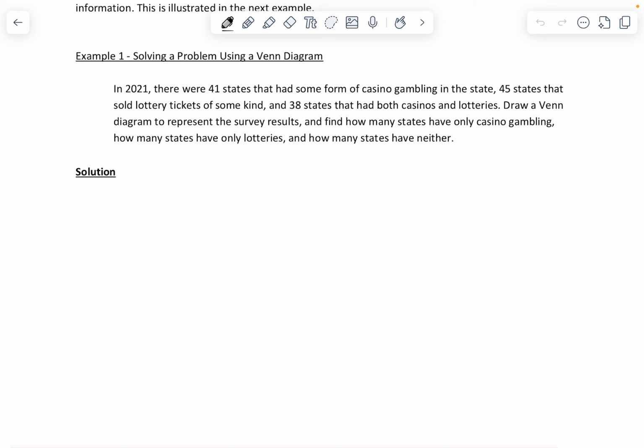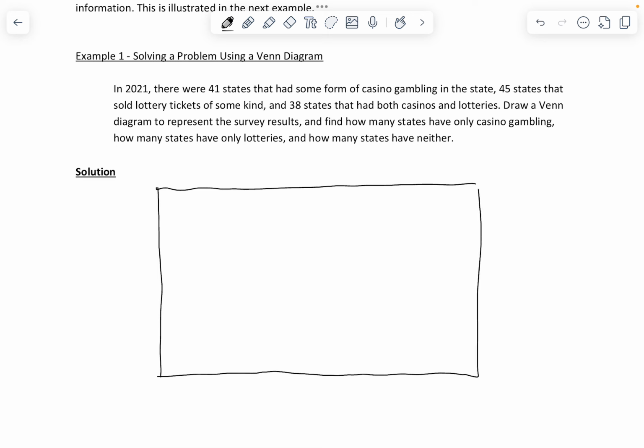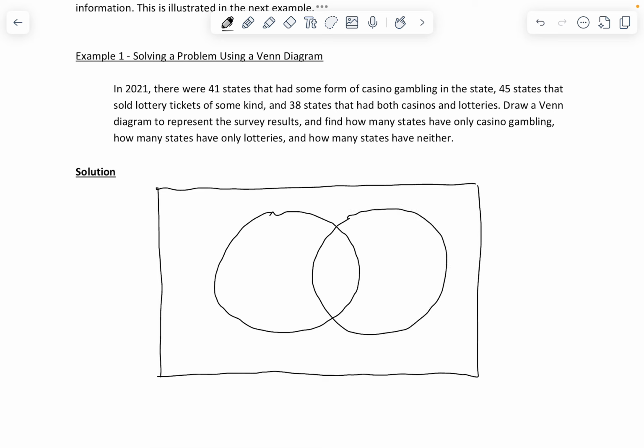So what we do is we are going to start with a two-circle Venn diagram here. Just kind of our standard two-circle Venn diagram. I'm going to label the first circle C and the other one L. C stands for casinos and L stands for lotteries. And we want to fill in the various regions of this Venn diagram.